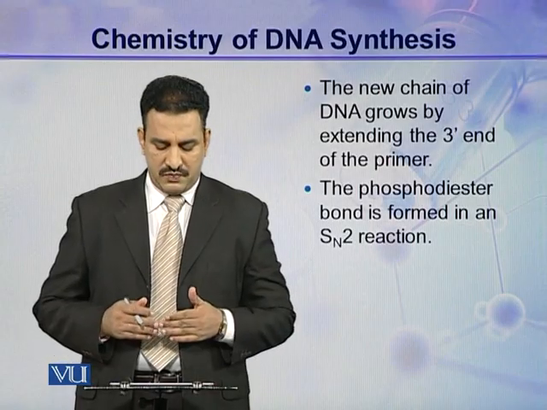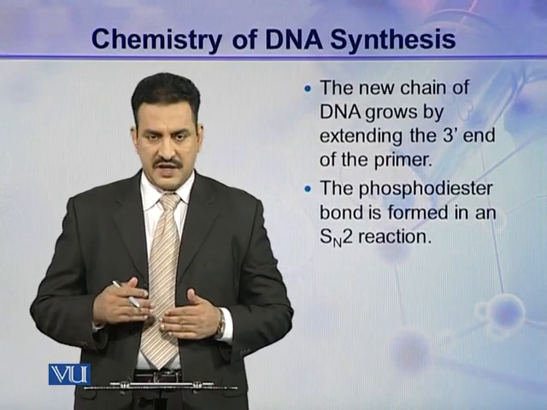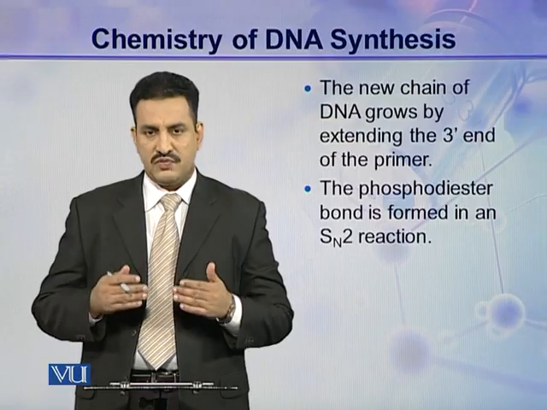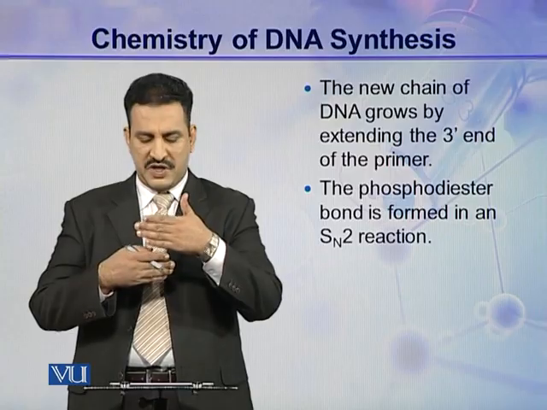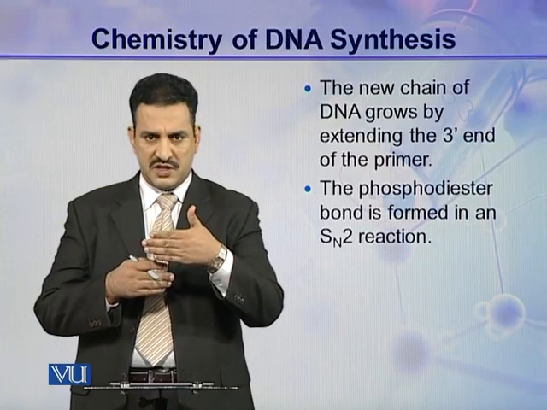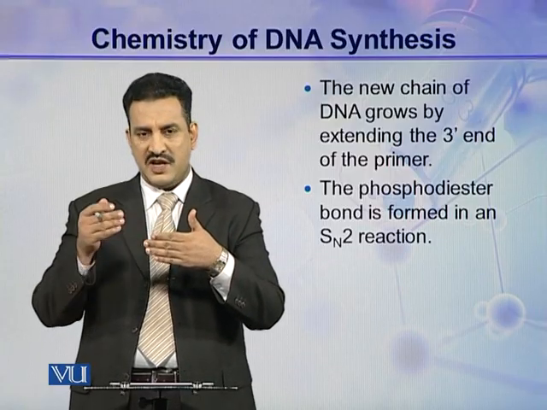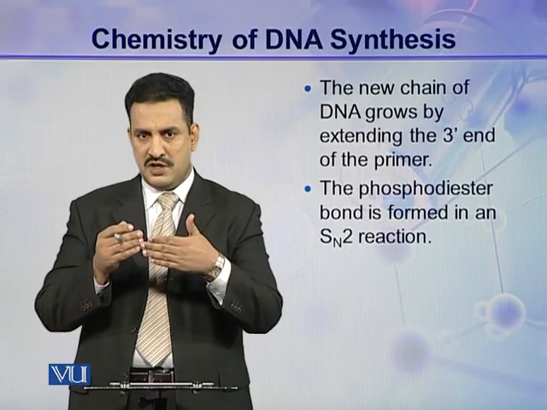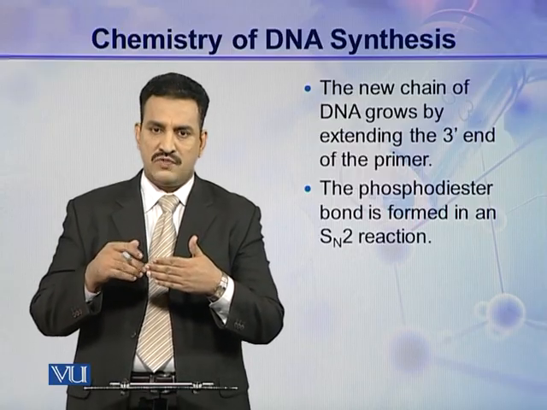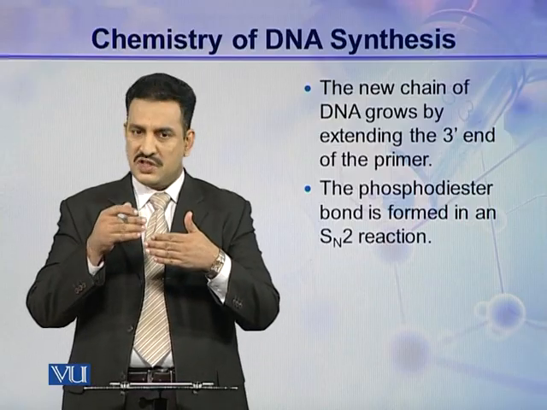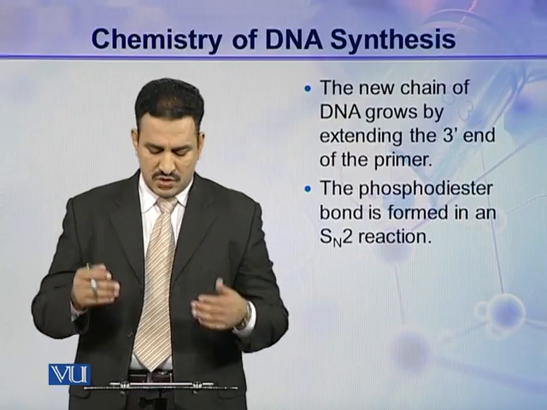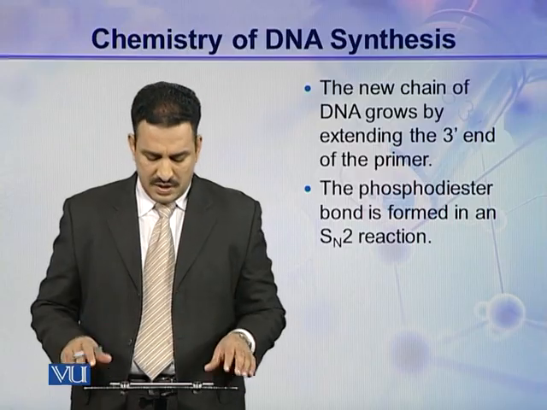The new chain of DNA grows by extending the 3' end of the primer. So, as you have seen in a primer template junction, one primer is present and the primer has one end which is the 3' end. So, the synthesis of the new strand will continue on this side of the primer, that is, on the 3' end of the primer.